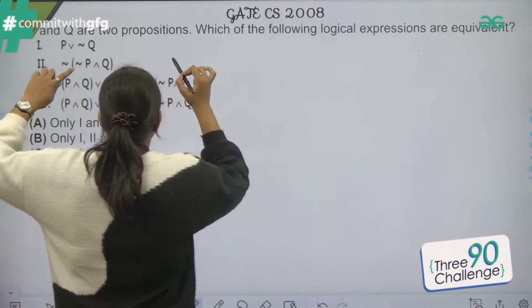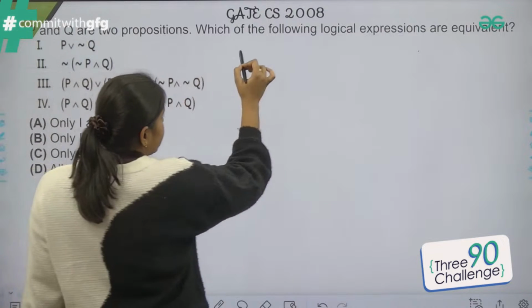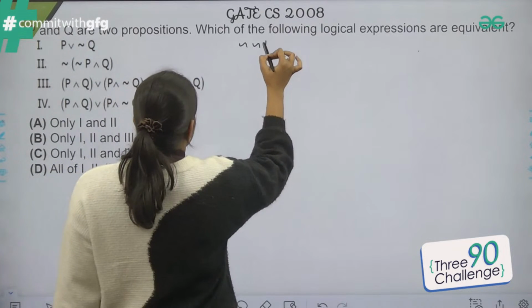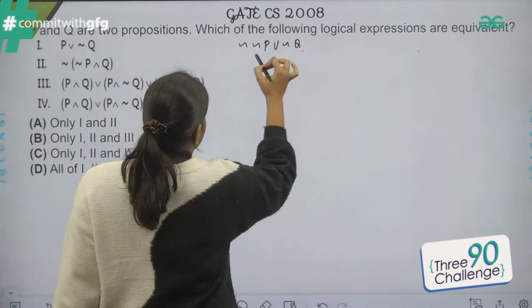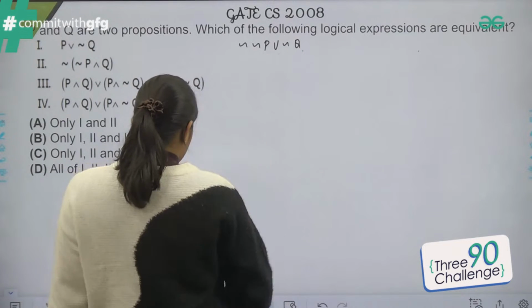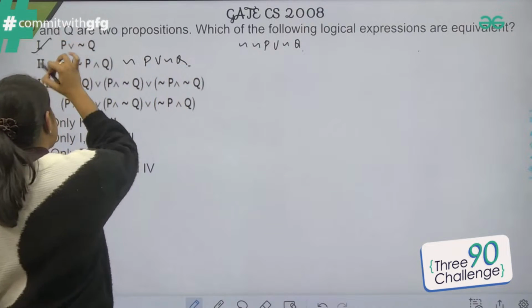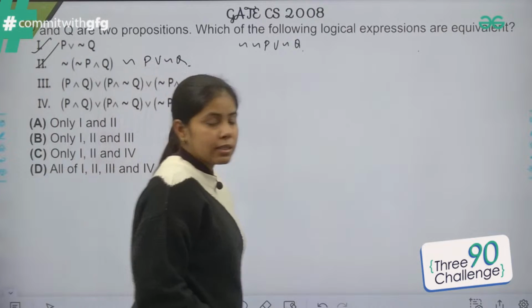So, negation of (P and Q). I'll use De Morgan's law. If I take the negation inside, it becomes negation P or negation Q. That means P or negation Q. So it is equivalent to P or negation Q. So that means first and second are equivalent.